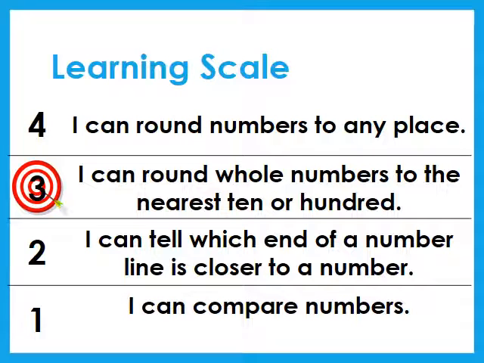Here is our learning scale for this lesson. You might notice that it is the same as lesson 1.2. A level 1 says that you can compare numbers. Level 2 says I can tell which end of a number line is closer to a number. We won't really be using very much of that today. Our target, level 3, I can round whole numbers to the nearest 10 or 100. And level 4, I can round numbers to any place.